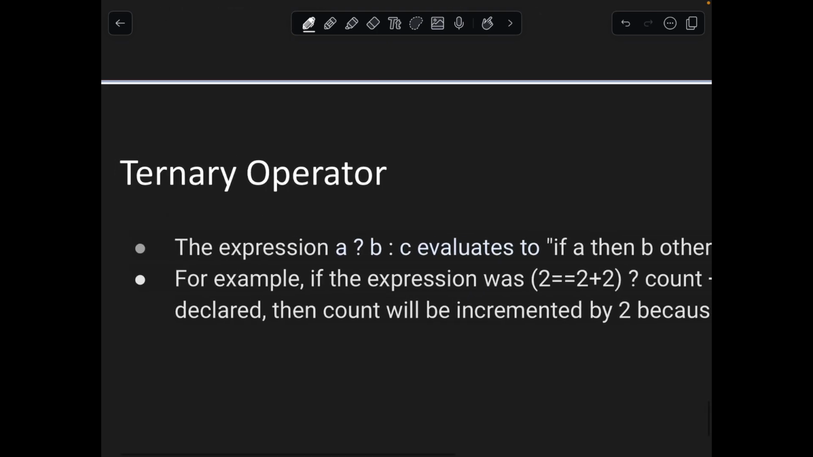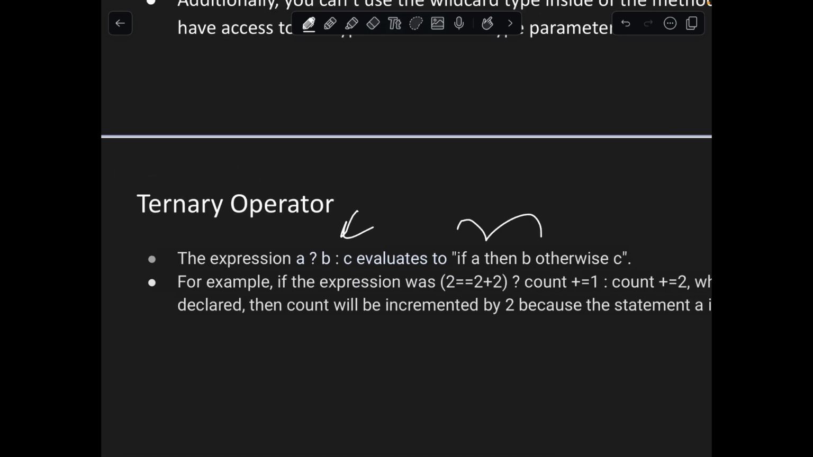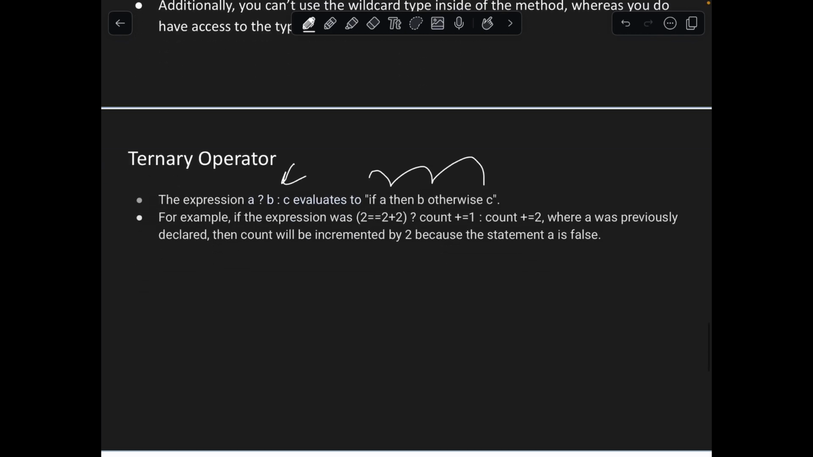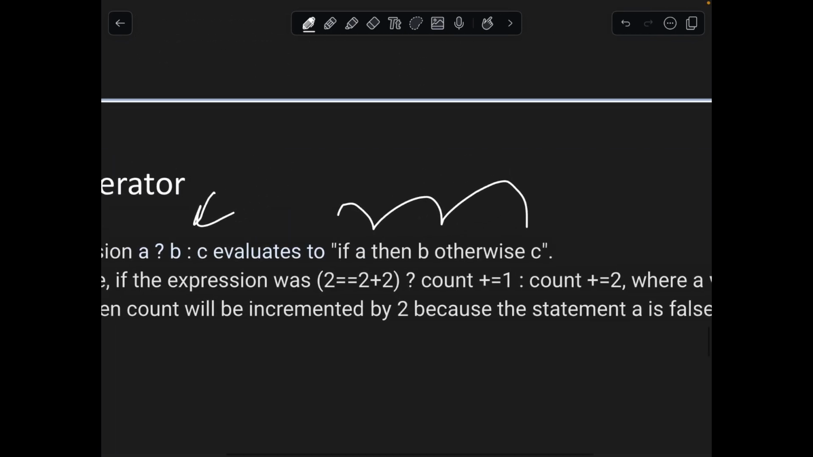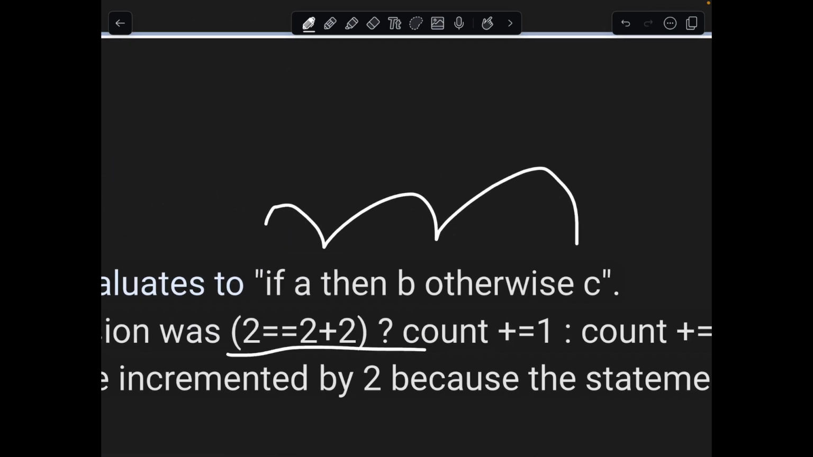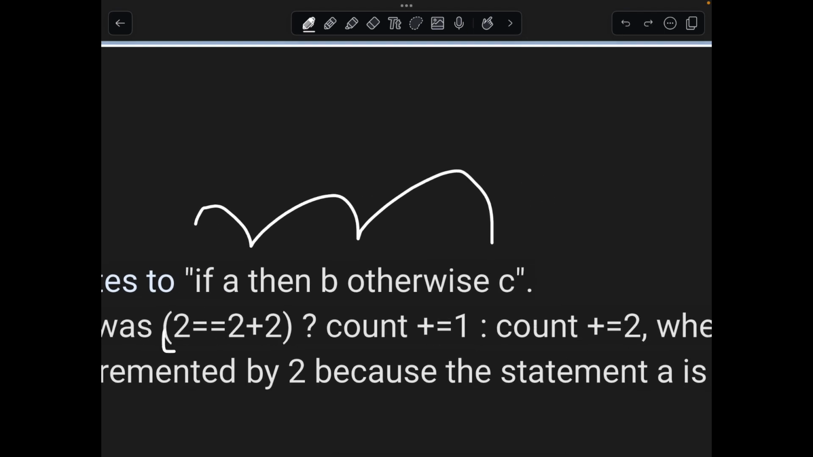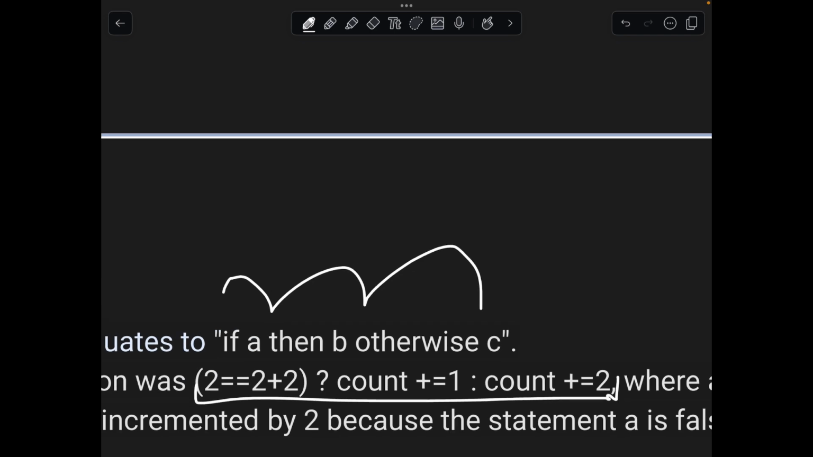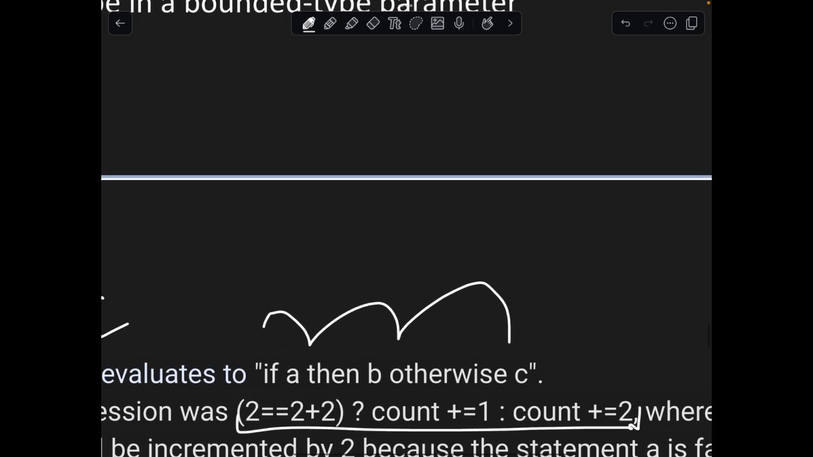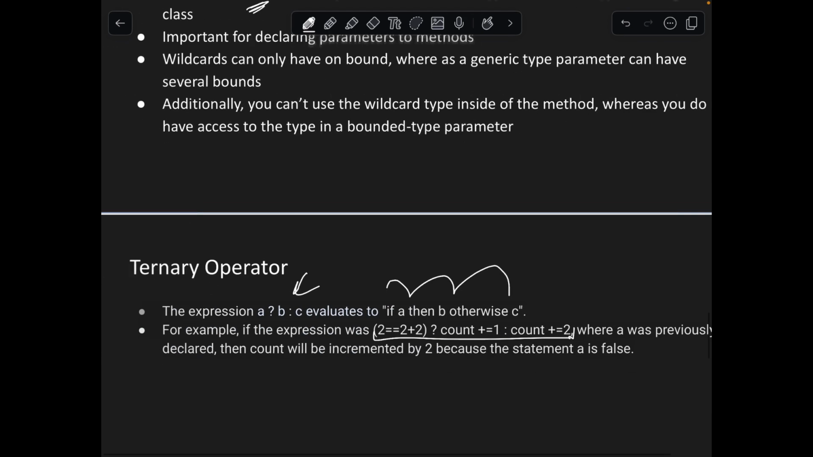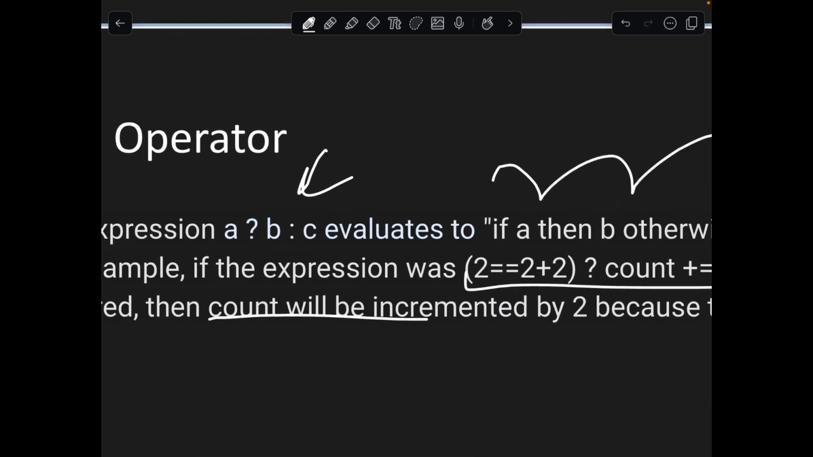The expression a ? b : c evaluates to: if a then b, otherwise c. For example, if it was this entire thing, what do you think would end up happening? I'll give you 5 seconds. 5, 4, 3, 2, 1. I know you could kind of see it, but the count will be incremented by 2.